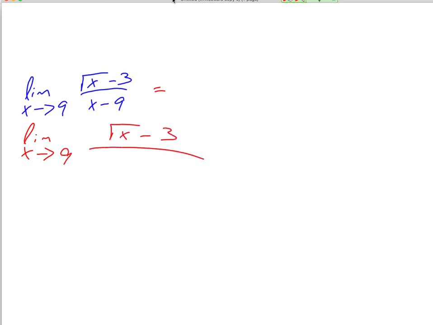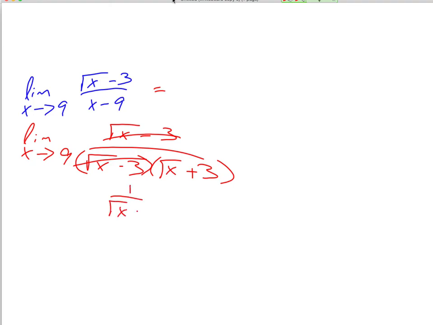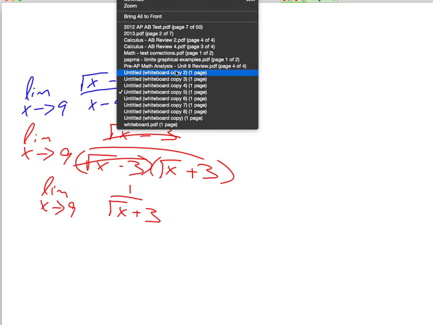He likes to factor this bottom as the square root of x minus 3 times the square root of x plus 3. And then he would cancel this out, which gives me 1 over the square root of x plus 3. And you end up with 1/6 as well. So there's an alternative approach. Figure out which one of those you like, stick with it.